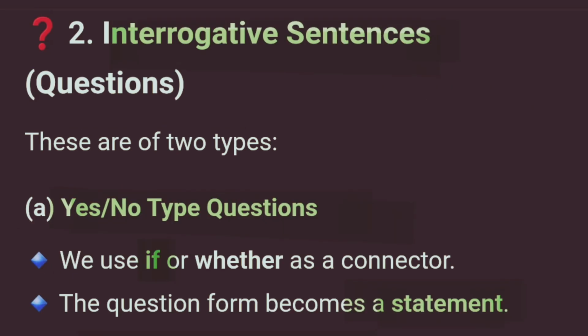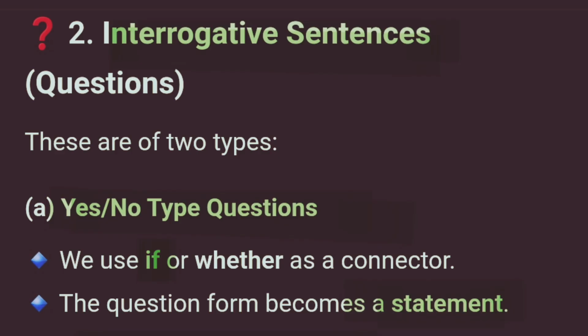Now, let's discuss interrogative sentences. There are two types of interrogative sentences. One, yes or no type of questions. Second one, WH type of the questions. Firstly, let's see yes or no type of the question. We use if or whether as a connector in yes or no type of the question. And the question form becomes a statement. So, we will not use question mark in indirect speech.